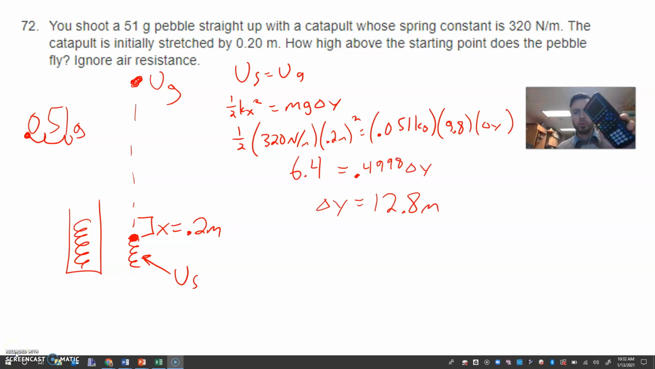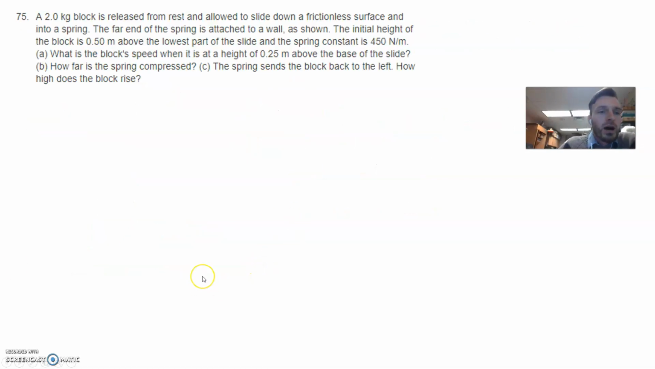Bam! All right. If you need to pause it and take it in for a second, that's fine. I did some intermediate steps to catch you along the way, but I'm looking at 12.8 meters. Now that's impressive. All right, I guess it is a 51-gram pebble. Doesn't take a whole lot to get her going there. Next question. Keep them coming.